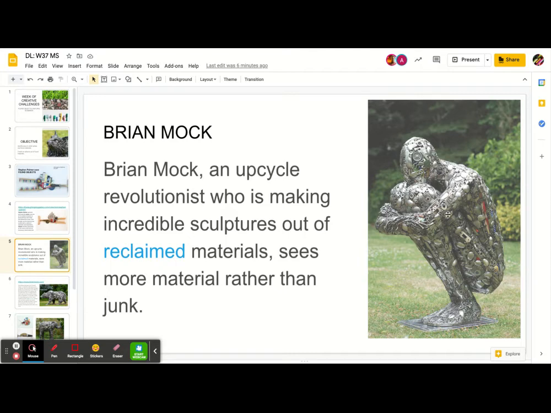So he's got lots of different things here. Looks like nuts and bolts again, but I see spoons, like those circular things look like spoons. I also see forks, like the tops of the forks. But creating form, such as this human being, out of these metals. So Brian Mock is an upcycled revolutionist who is making incredible sculptures out of reclaimed materials. He sees more material than just junk. So really using what he's found and creating with it.